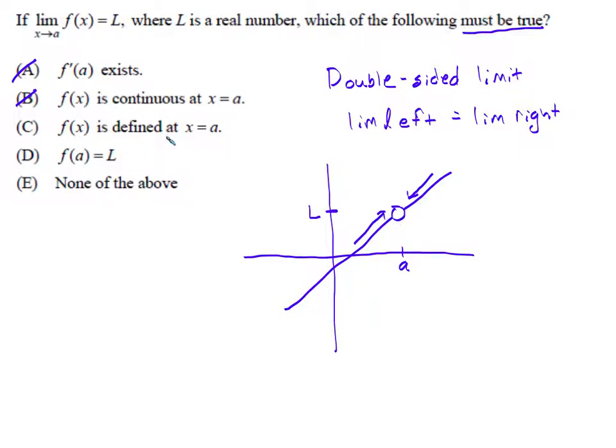F of x is defined at all x equals A. So my informal definition for defined, okay, that was some really bad handwriting. Let's try that again. Defined. Defined to me means when I plug in a value of x, I can find a height.